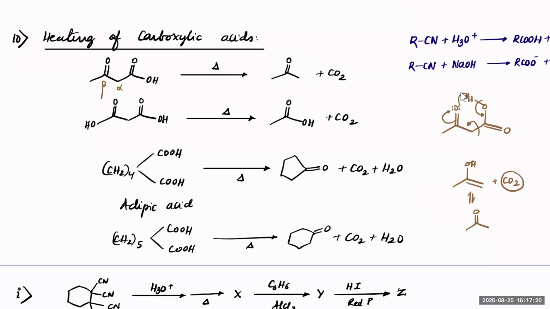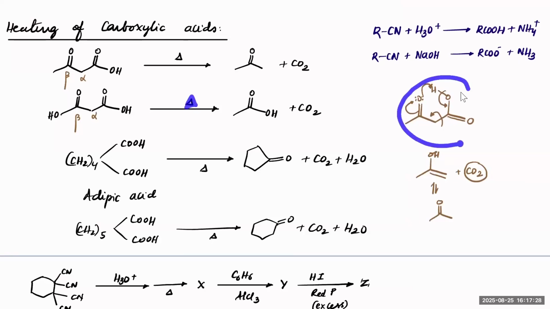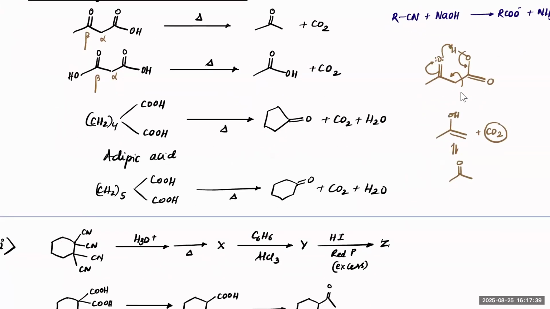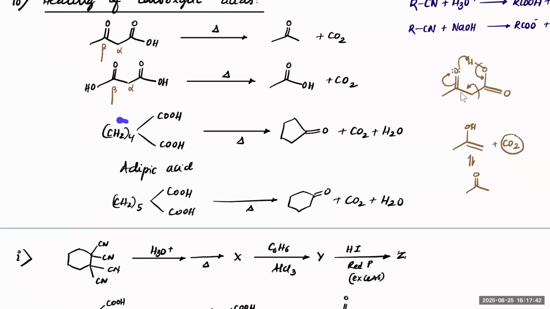If you have a beta diacid, this is alpha and this is beta, then also on heating, a similar mechanism will take place, and this time you will have an acid left on this side. This will come out as carbon dioxide. And decarboxylation will also happen when you have a six-carbon dioic acid. If you have this COOH and COOH, which we call adipic acid, that also on heating, one of the CO2 will go away. You will get C minus here, which will attack here and convert into a cyclic ketone.